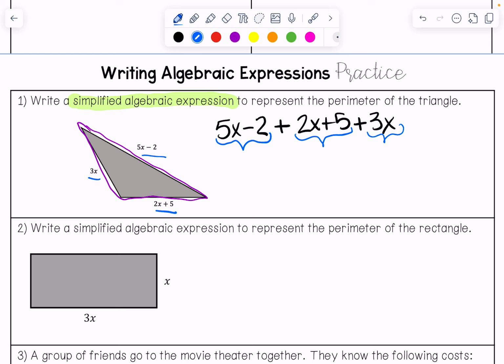So again, we have no parentheses, and then we need no like terms. I don't have any parentheses, but I do have like terms. So I'm going to go ahead and combine those. So when I look at this, I see a positive 5x, a positive 2x, and a positive 3x. And so if I combine those all together, 5x plus 2x is 7x plus 3x gives me 10x. And then I see some constants here too. I see negative 2 and positive 5. So negative 2 plus 5 would be positive 3. Because it's positive, I can write that as a plus sign. And so my simplified algebraic expression would be 10x plus 3.